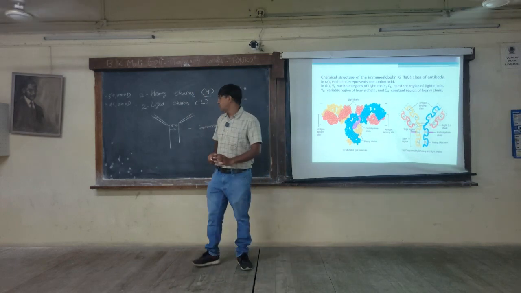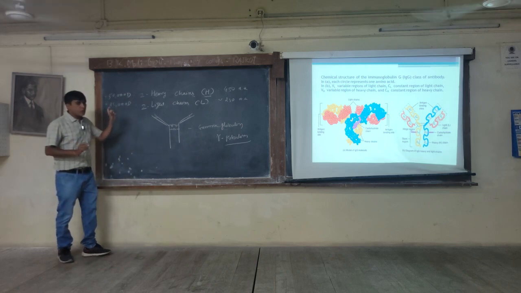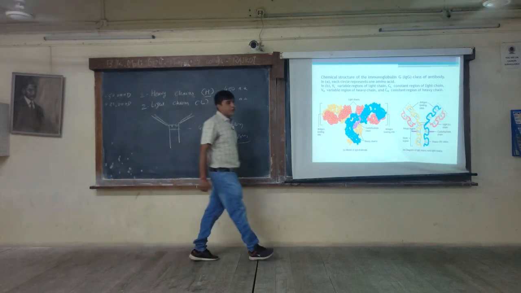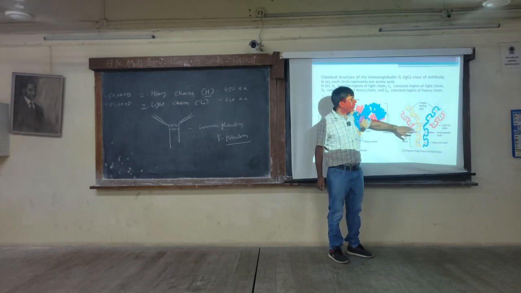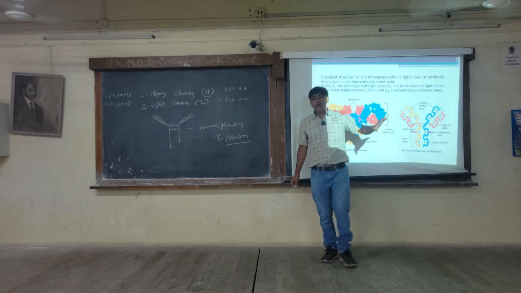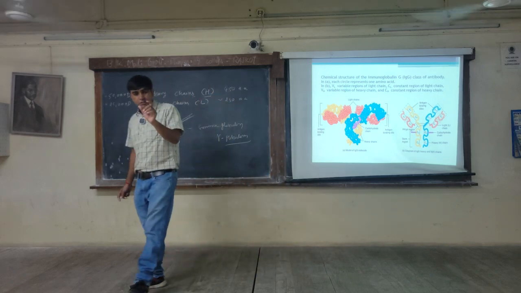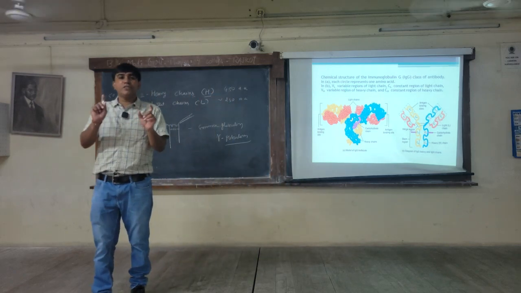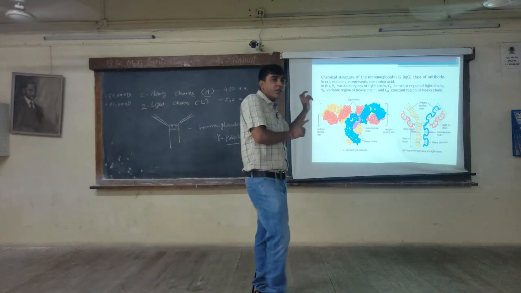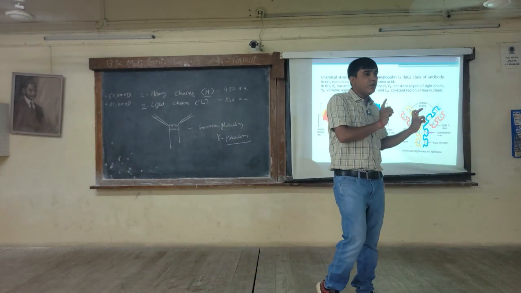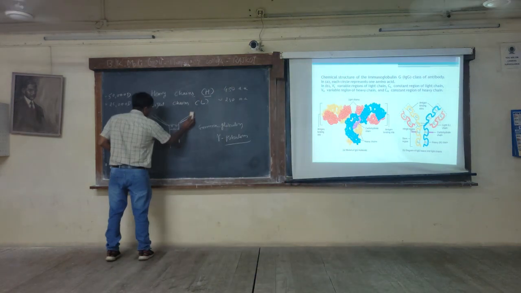In heavy chain as well as in light chain, there are two portions as they are shown over here: VH, CH, VL, CL. VH means the variable portion of the heavy chain, and CH means constant region of the heavy chain. Similarly, VL, that is variable region of the light chain, and CL means constant region of the light chain. Now let me explain what is constant region and what is variable region.